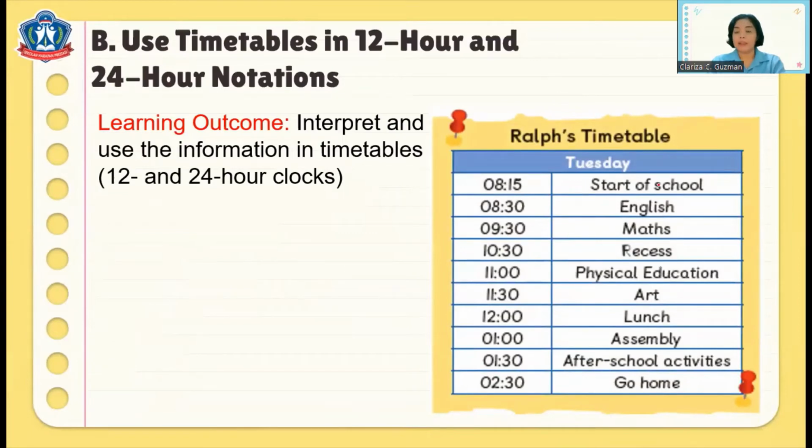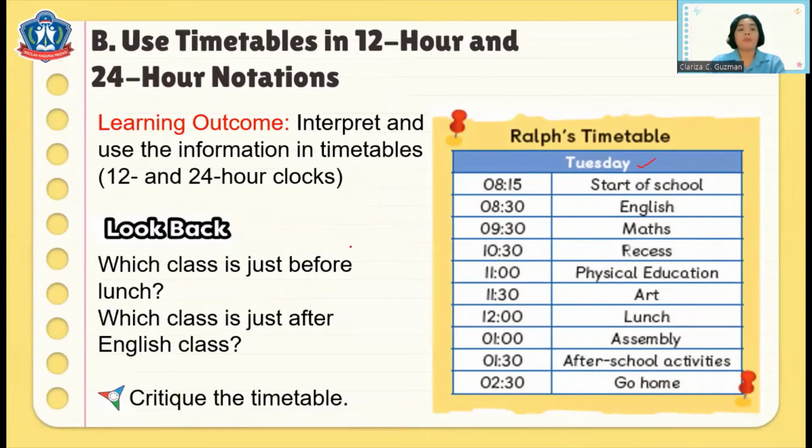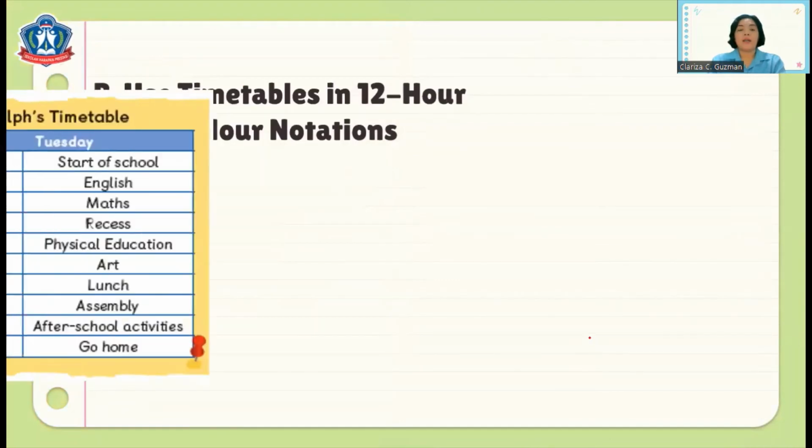Take a look here. This is for Tuesday. So which class is just before lunch? Lunch, so the class before is art. Which class is just after English class? After English class is mathematics. So this is how to interpret the information in a timetable.